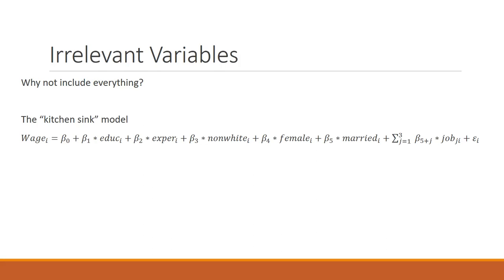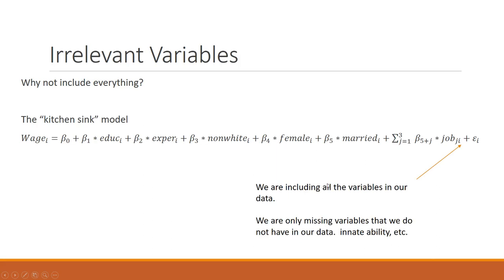Well, before I answer this question, let me make a couple quick points on the notation that I have here. Let me take an aside for the moment and clarify something. I'm going to leave you with a cliffhanger for a couple minutes, and then I'll answer your question why we don't use the kitchen sink. First, I just want to clarify: we are including all variables in our data set. We are only missing variables that we do not have in the data. So that arrow should be pointing at the epsilon there.